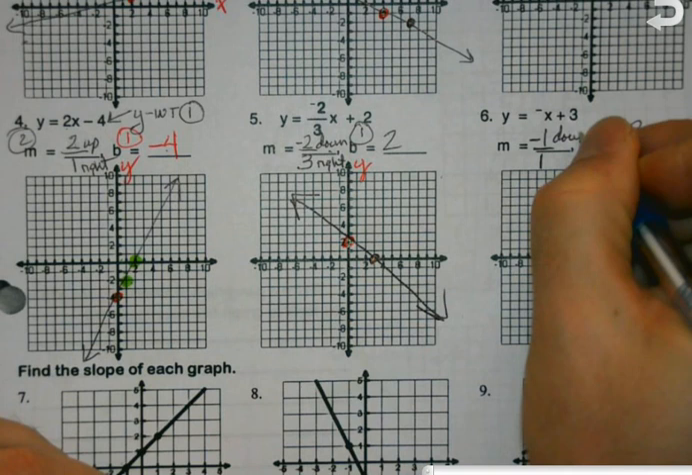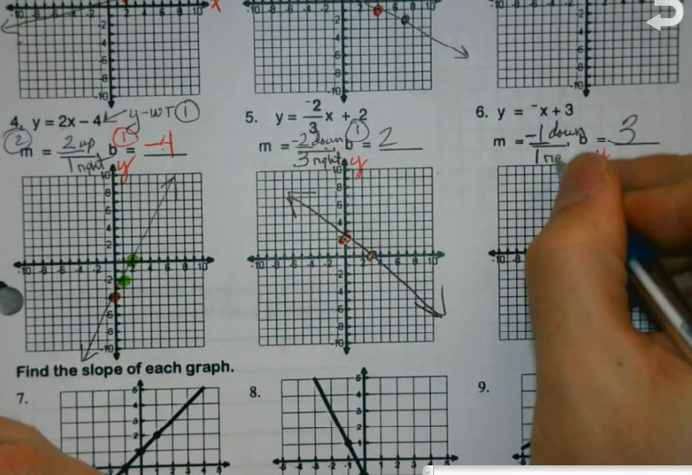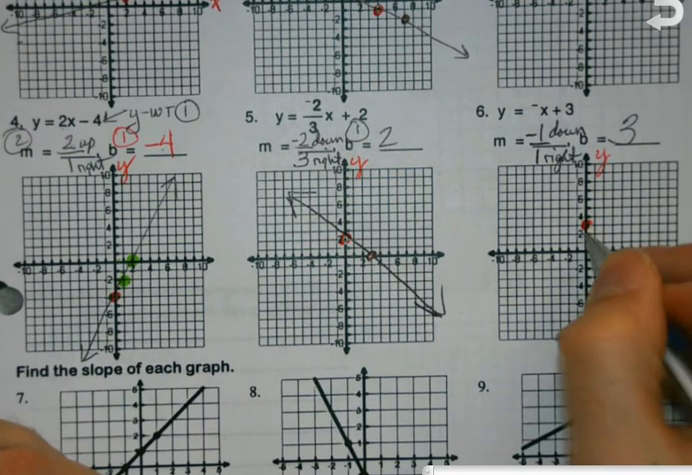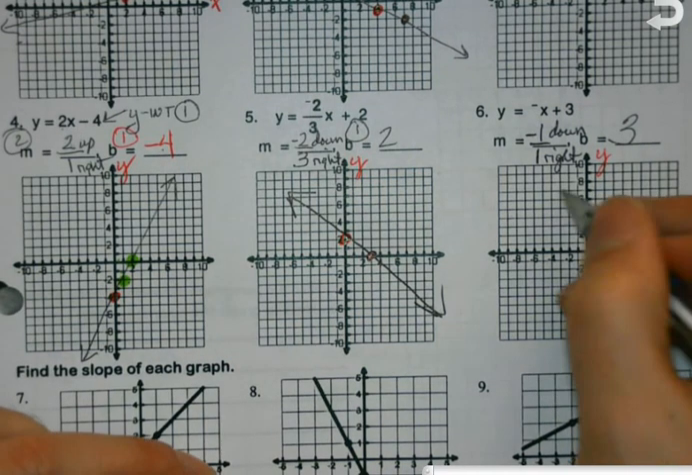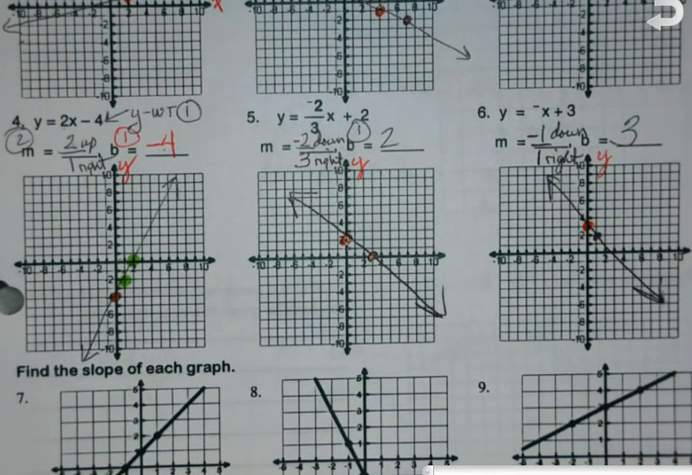Top number tells me up or down, so we're going to go down 1. Number on the bottom tells me right or left, and since it's positive, I go right. So down 1, right 1. I'm good. And then I'll just keep mentioning as we get to the next part.